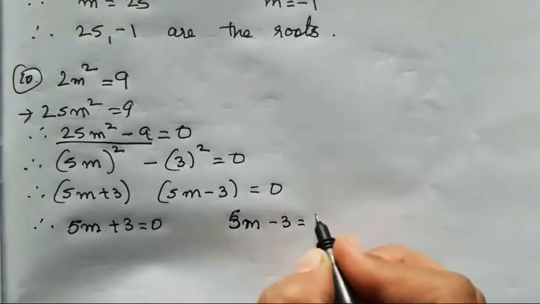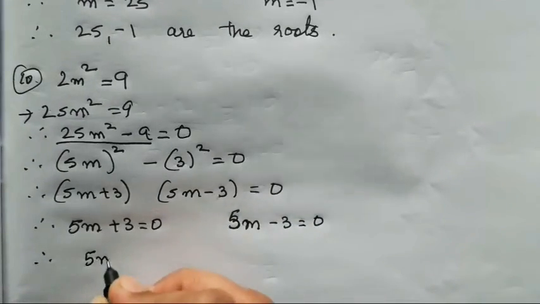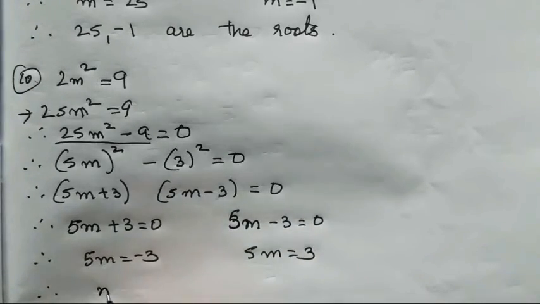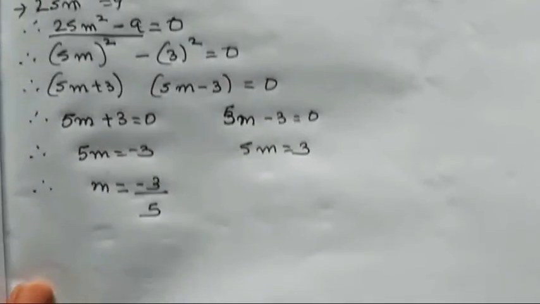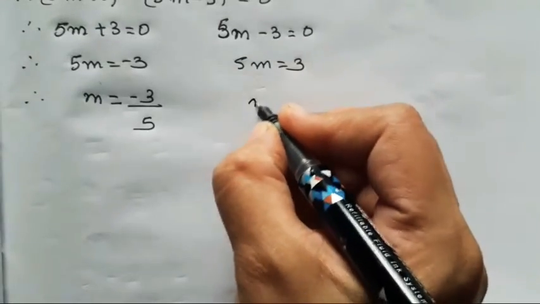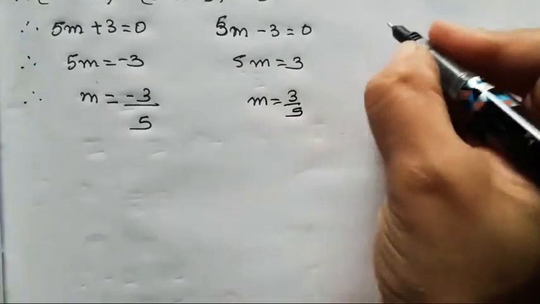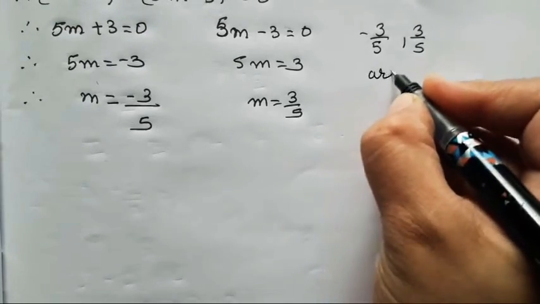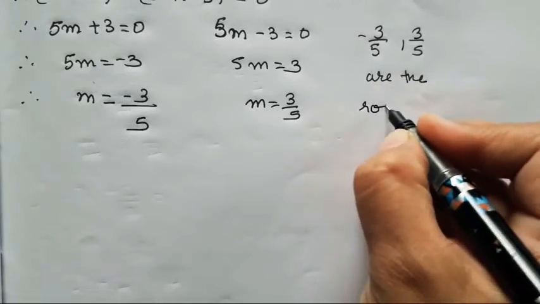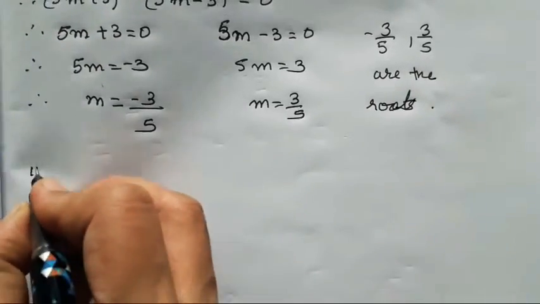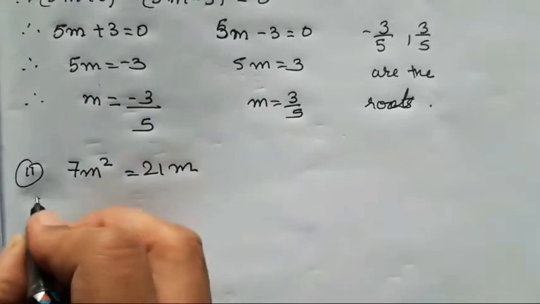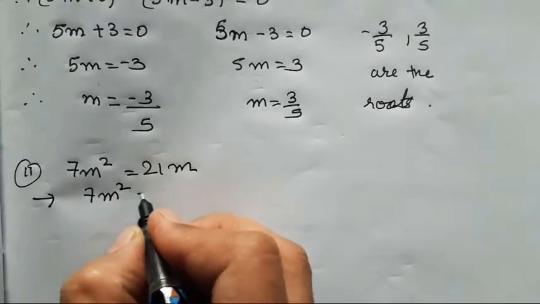So therefore 5m is equal to minus 3 and 5m is equal to 3. Therefore m you have to keep it over here, minus 3 is over here, 5 you have to change and write it in this way. And same, m is equal to 3 upon 5. So minus 3 upon 5 and 3 upon 5 are the roots. 11th sum, again in the same way, no third term is there. So same method you have to do, once plus and once minus.